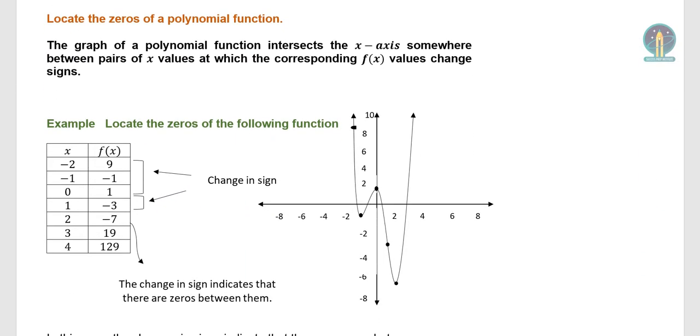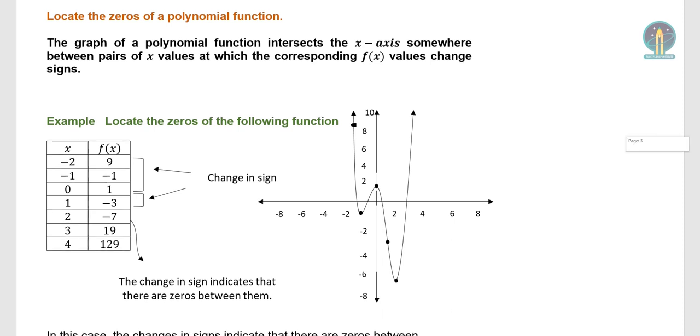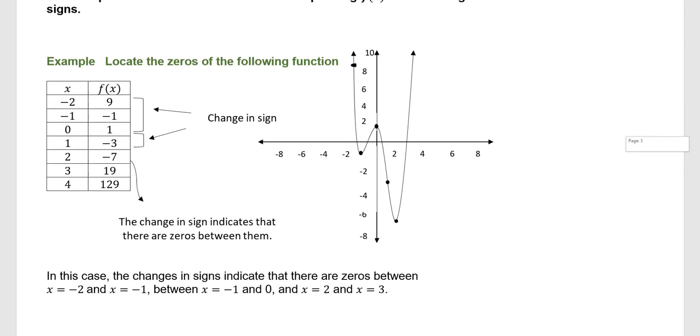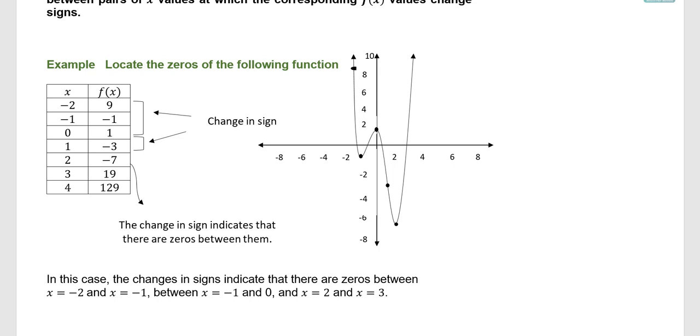Locating the zeros of a polynomial function. The graph of a polynomial function intersects the x-axis somewhere between pairs of x values at which the corresponding f of x values change signs. So usually when there's a sign change, the zeros are somewhere in between.